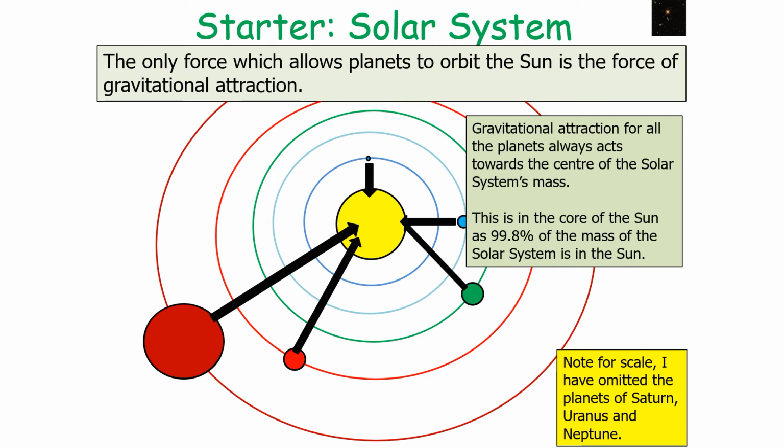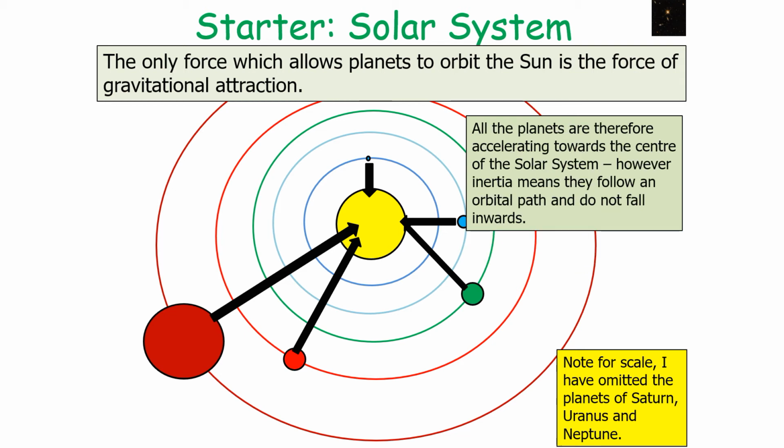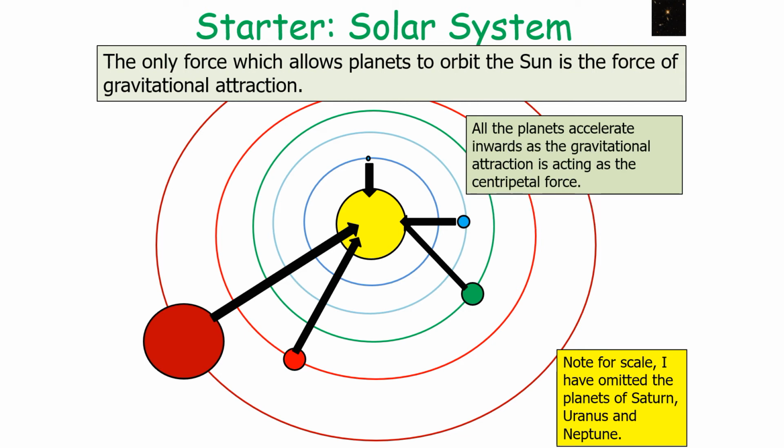Now basically the gravitational attraction for all planets always acts towards the centre of the solar system's mass, which is in the core of the sun, as 99.8% of the mass of the solar system is the sun. So all planets are therefore accelerating towards the centre of the solar system. However, inertia means that they follow an orbital path and do not fall inwards. So all the planets accelerate inwards as the gravitational attraction is acting as the centripetal force.